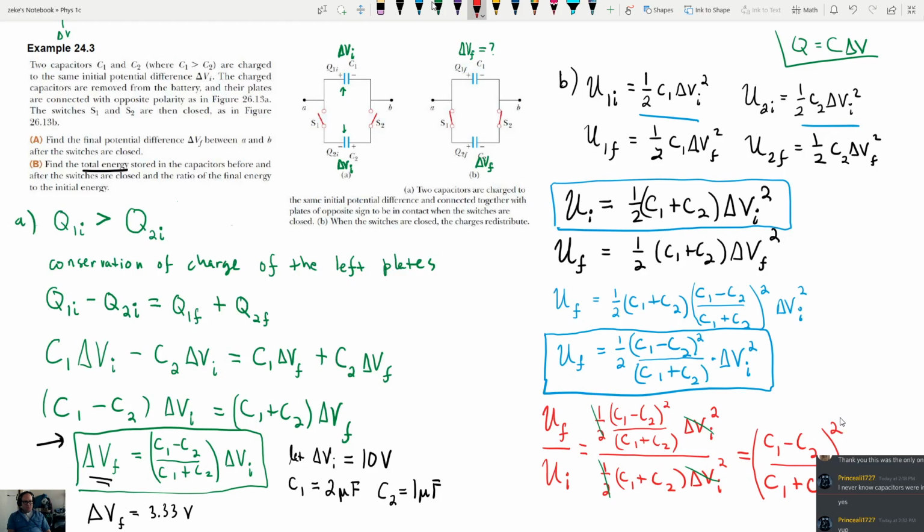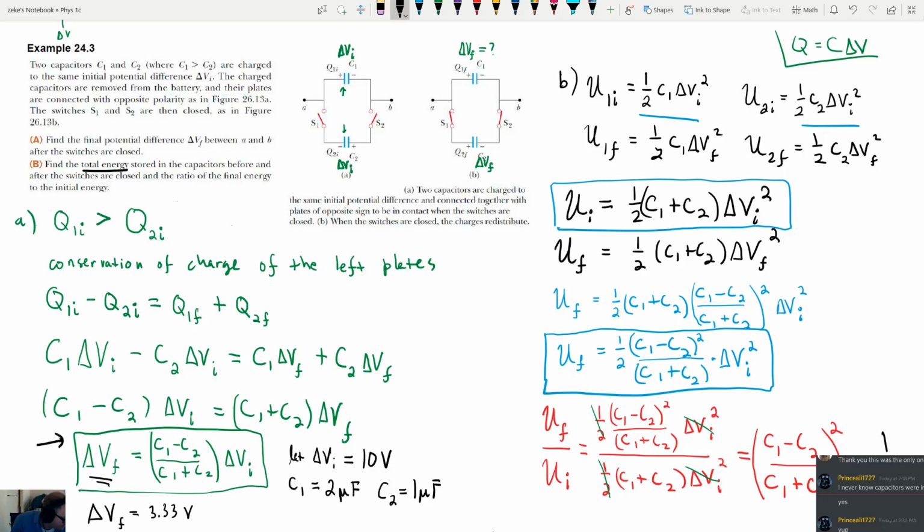So that is our answer. The ratio is C1 minus C2 divided by C1 plus C2. Which, if we were to use the numbers that we have here, C1 equal to 2 and C2 equal to 1, what would this be equal to? 1/9. 1/9. That's right.